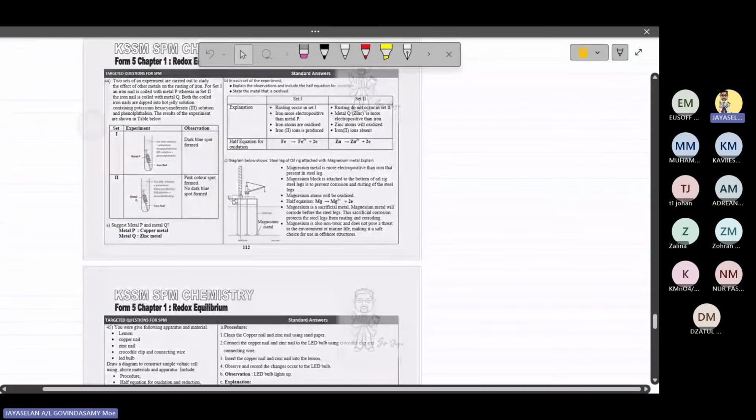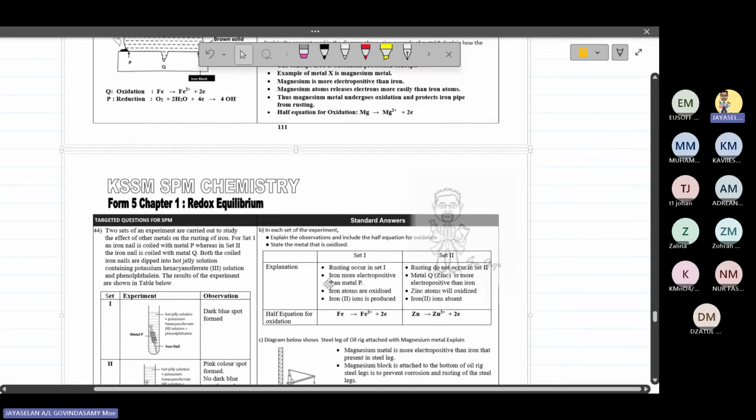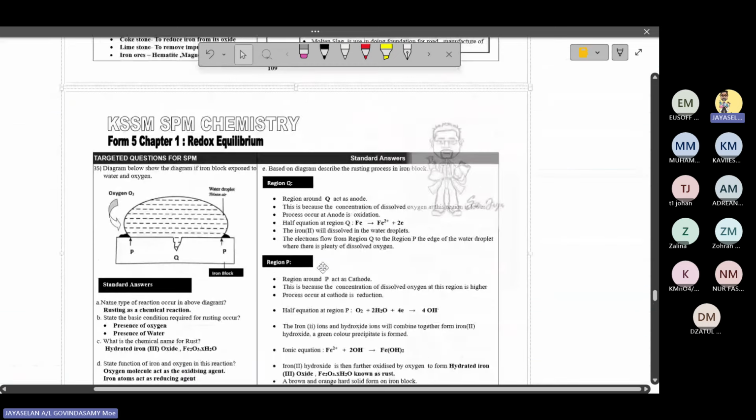Okay, lepas tu yang ni kamu bagi tahu kan, the iron nail coil with what? Coil with more electropositive metal kan. Ini pun pernah keluar untuk SPM. Tapi saya dah letak dah, baca. Yang ini pernah keluar. Dulu dia tanya pasal ship. Okay, kapal ada kepingan zinc. Okay, ini pernah ditanya lah. Okay, so kamu nak baca 3 eksperimen ni boleh baca.